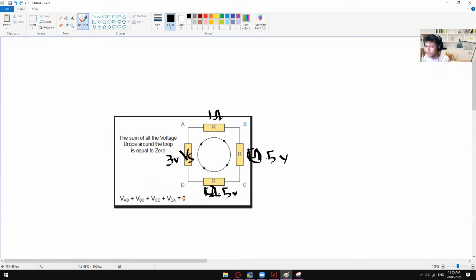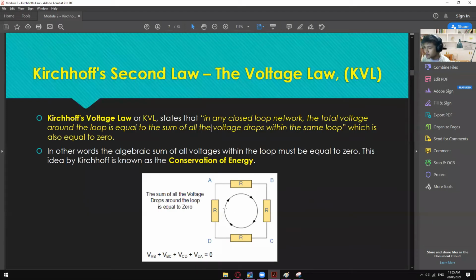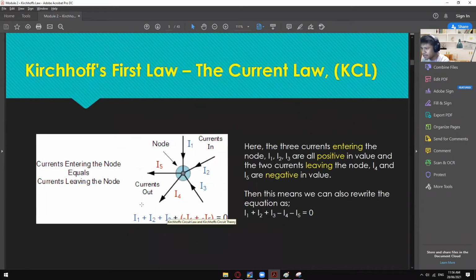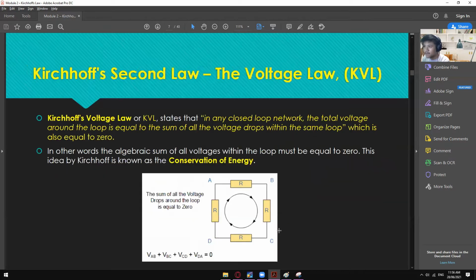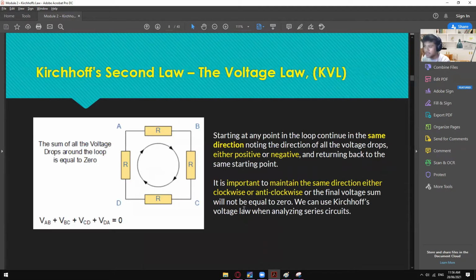Okay, so that's basically it when it comes to KVL. So for you to be able to understand this one, let's have this equation. VAB plus VBC plus VCD plus VBA is equal to 0. So all you need to do is get the summation of all of those voltages and then equate that to 0. Okay, that's how simple it is. All right. So for you to be able to appreciate this equation right here, let's have an actual example later on.